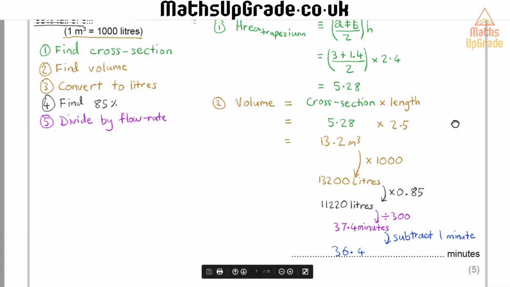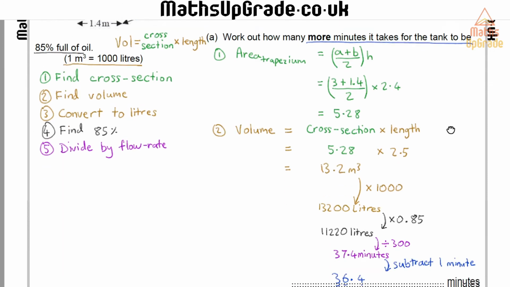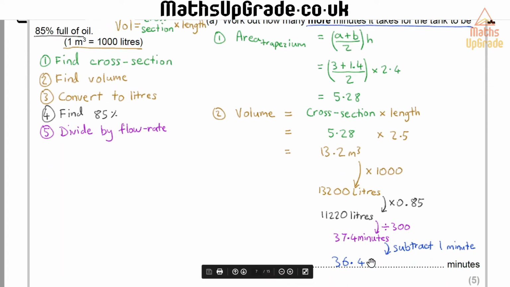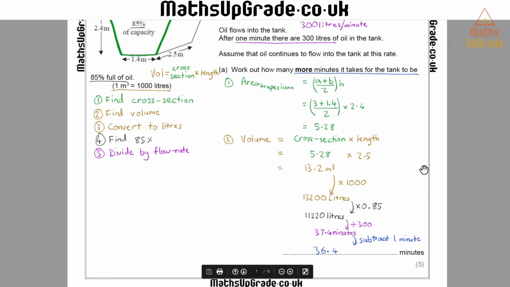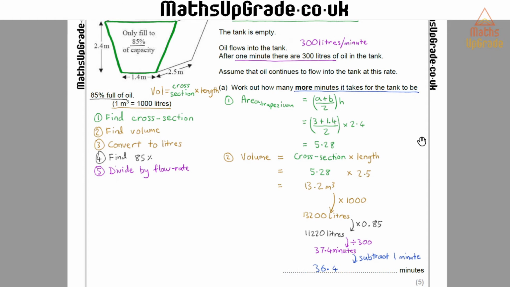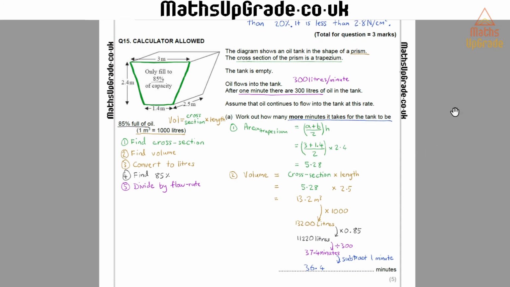Now I need to subtract 1 minute since it asks how many more minutes will it take for the tank to be full, since it's already flowed in after 1 minute. So 1 minute of oil has already flowed in. How many more minutes would it be? Well, it would take 36.4 minutes to therefore be 85% full. The whole question is worth 5 marks. It's not an easy question, but make sure you follow it through, showing all your working.